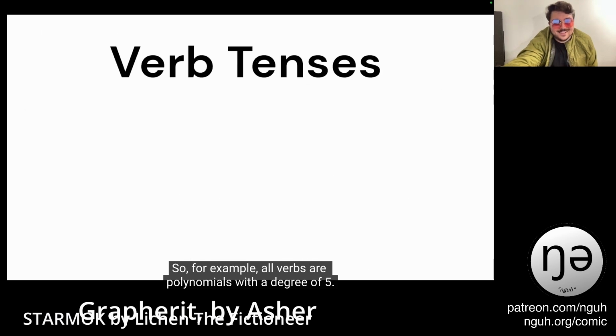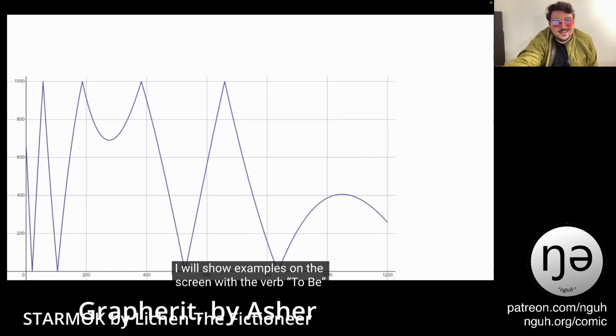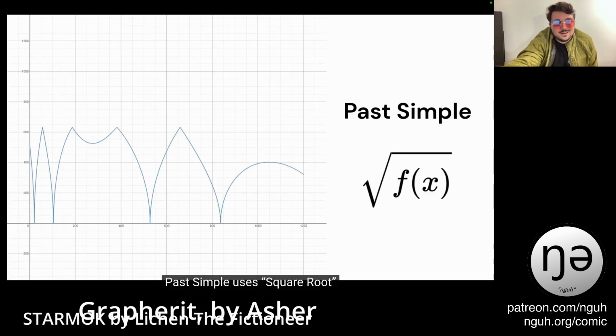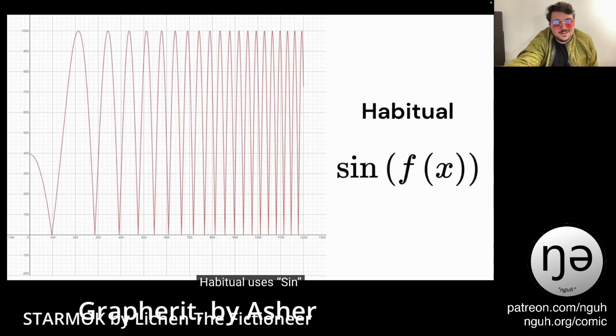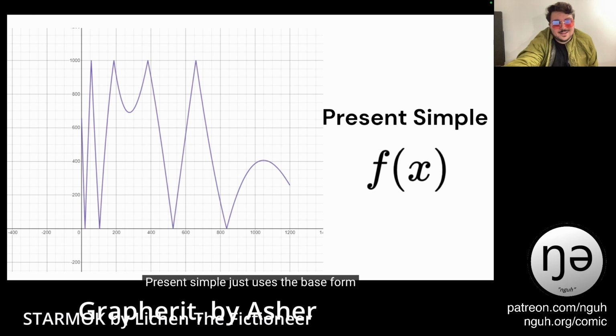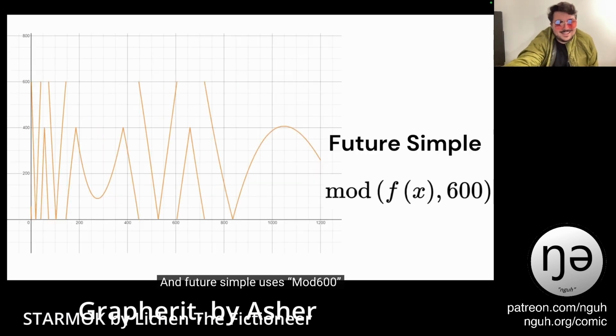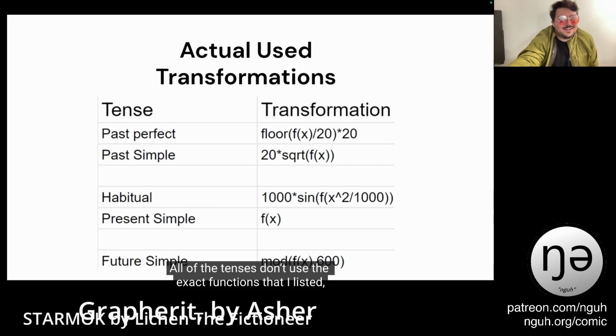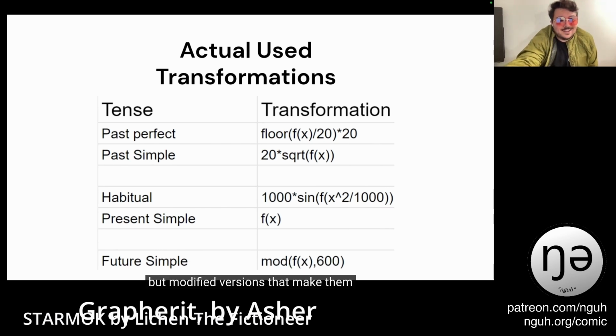Verb tenses are determined with transformations of the graph of the word. I will show examples on the screen with the verb to be. Past perfect uses floor, past simple uses square root, habitual uses sine, present simple just uses the base form, and future simple uses mod 600. All of the tenses don't use the exact functions that I listed, but modified versions that make them sound better for the language.